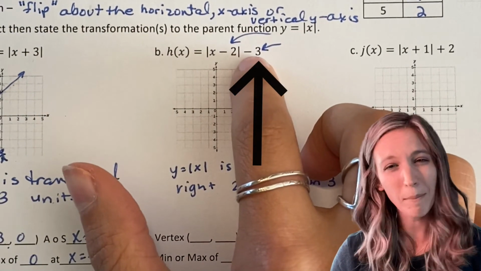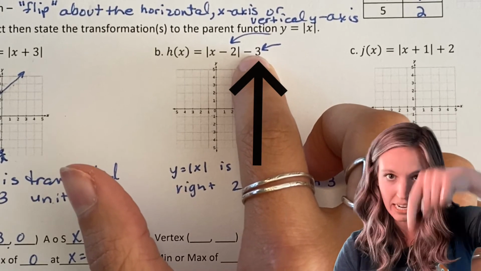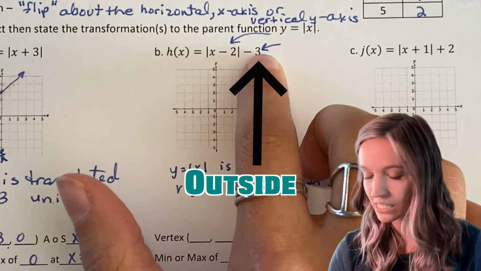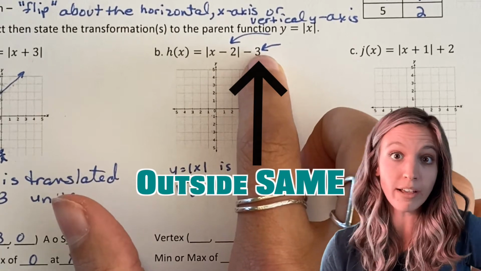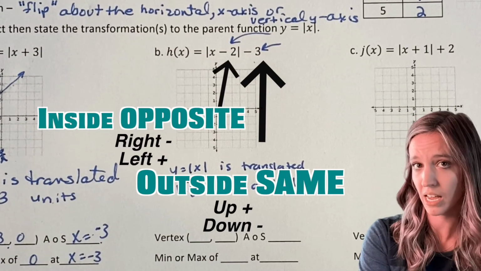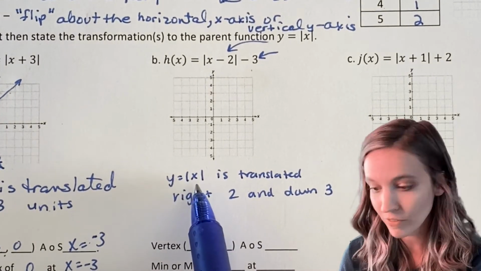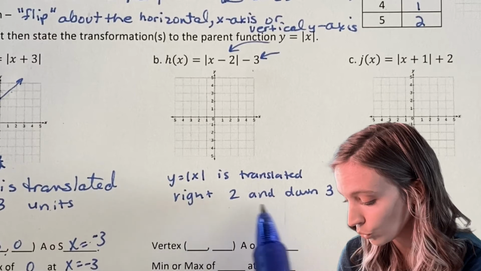Outside though, that minus 3 really is a shift down 3. So we're headed the negative direction, down. So outside's exactly what we think. So if that would have been a plus 3, it would have been an up 3. So inside opposite, outside same. So y equals absolute value of x is being translated right 2 and down 3.